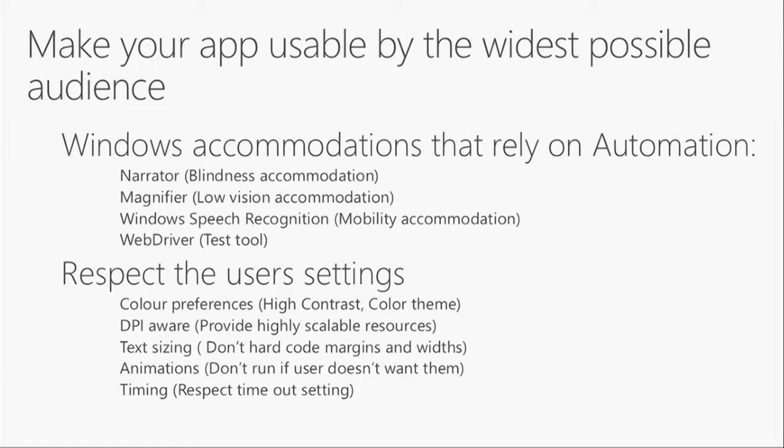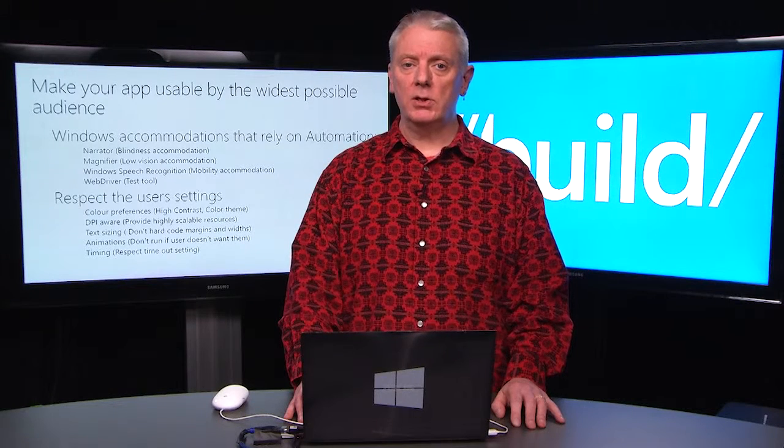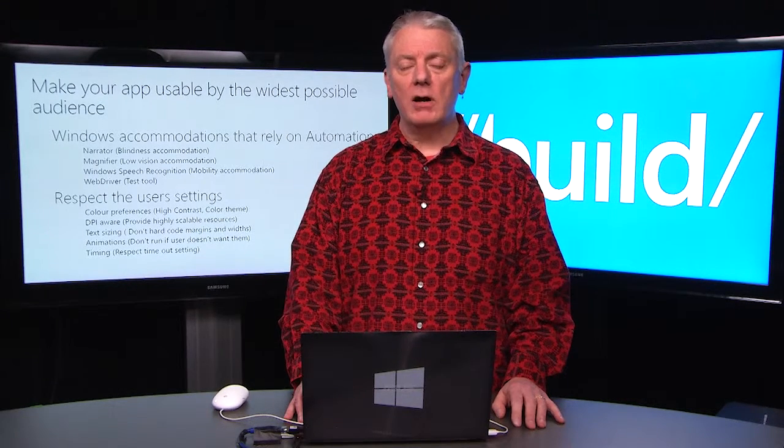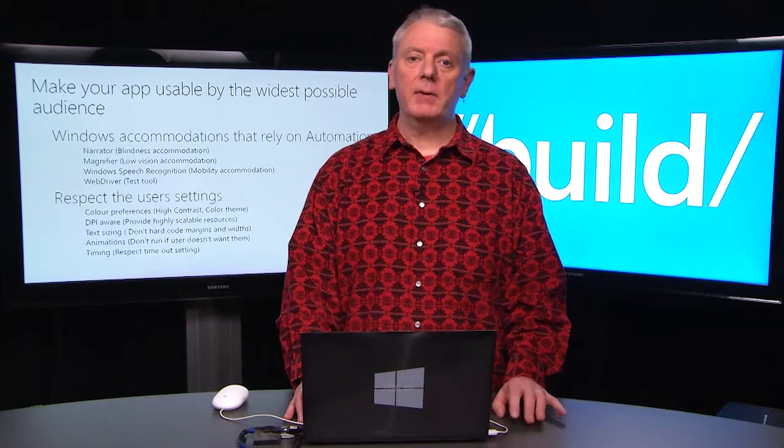Windows ships with a number of inbox accommodations for various disabilities. For example, we have Narrator, which is an accommodation for blindness. We have Magnifier, which is an accommodation for low vision, and we have Windows Speech Recognition, which is an accommodation for mobility issues. Each of these tools relies on the Windows Automation Framework to do its job. So the better that your app can work with the Automation Framework, the better it will work with these tools.